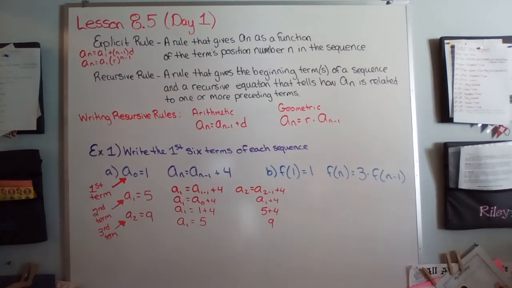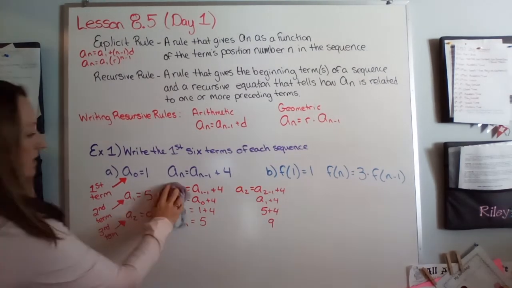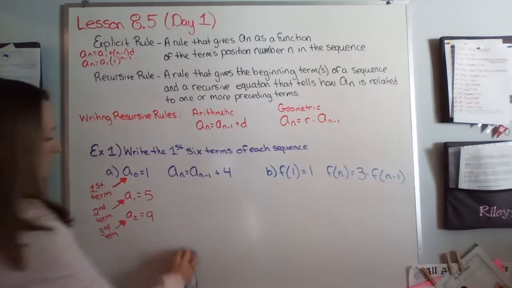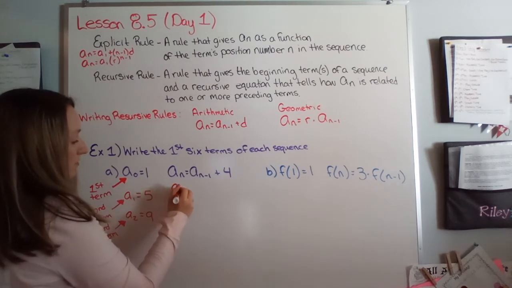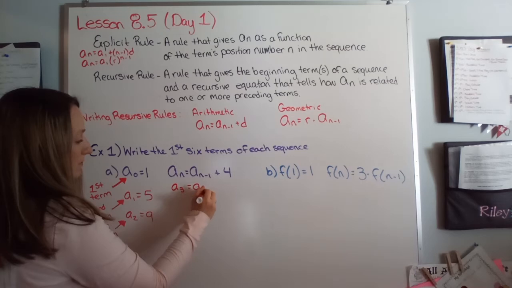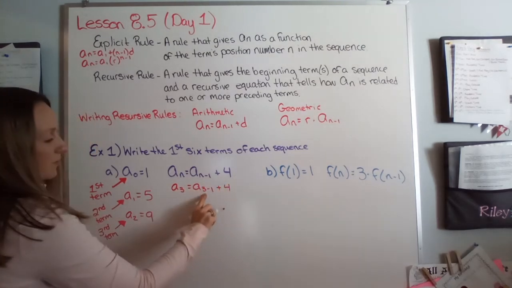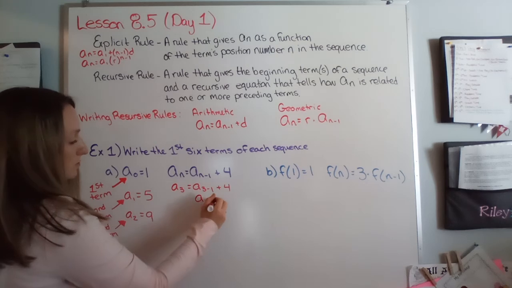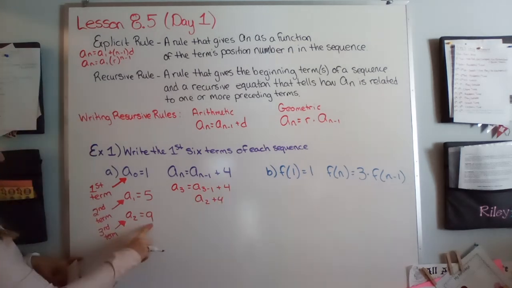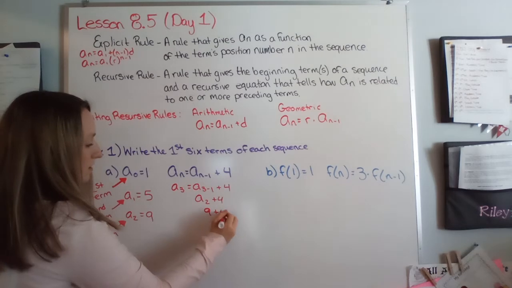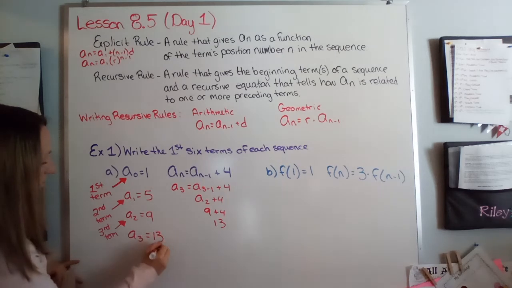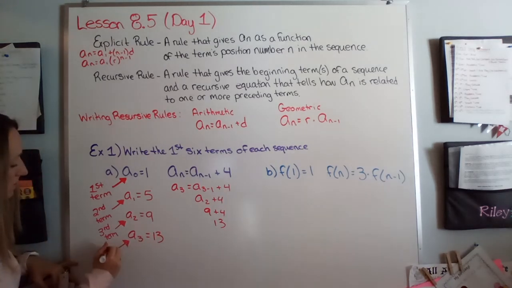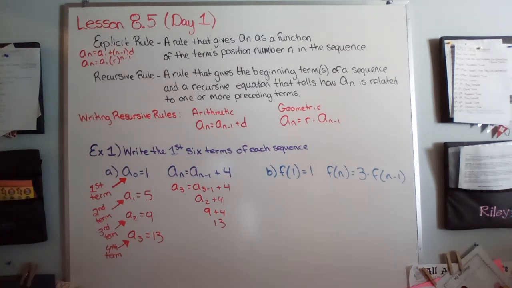All right. Now I have to find the fourth term. Let me erase these. So a sub 2 is the third term. A sub 3 is going to be your fourth term. A sub 3 is equal to a sub 3 minus 1 plus 4. 3 minus 1 is 2, so a sub 2 plus 4. A sub 2 is 9, so 9 plus 4 to get 13. So the fourth term is 13. Now I need to find the fifth term.